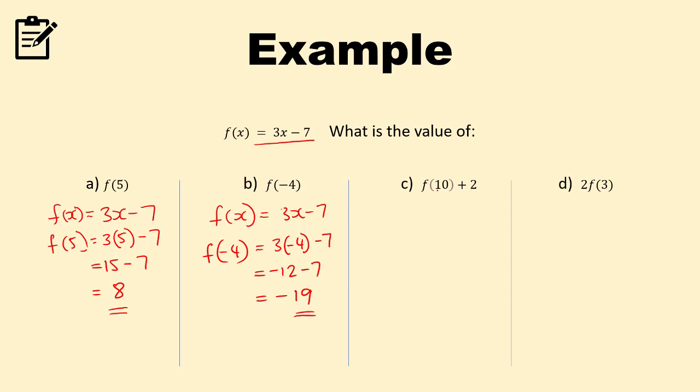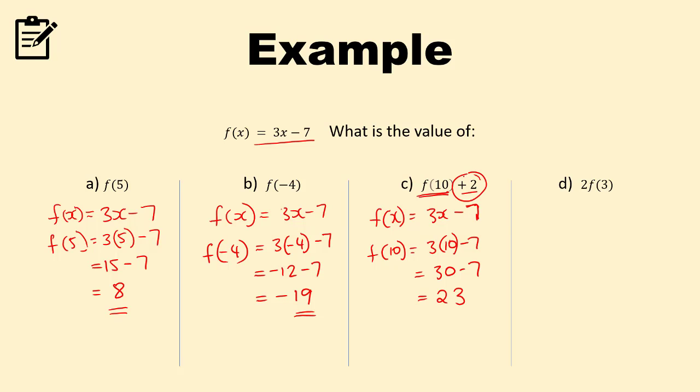Next one, f of 10 add 2. So you can see f of 10 and then we're adding 2. So let's go ahead and find f of 10 first, and we're going to add 2 to our answer. So f of x is 3x minus 7. So we're going to do this part first, f of 10. So 3 times 10 minus 7. So 30 minus 7, which is 23.